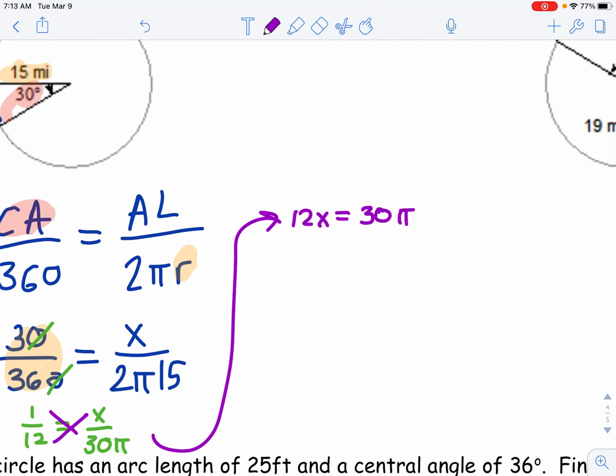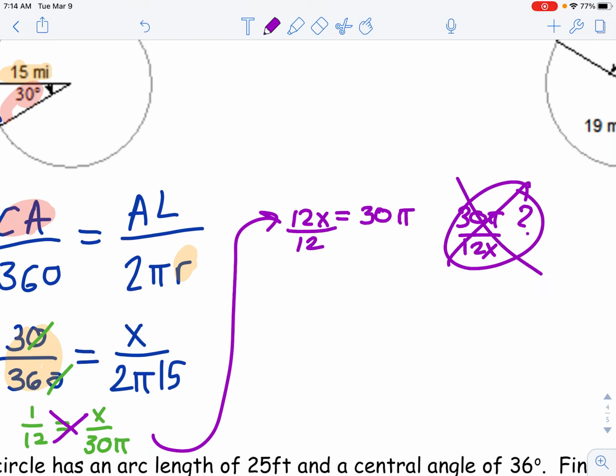Realize that this is not a fraction, all right? Sometimes I see people write this as 30 pi over 12x. That's just a question mark. There's no teacher that's ever taught you how to do that, all right? After you cross multiply, you're left with an equation. So x equals 30 pi over 12.